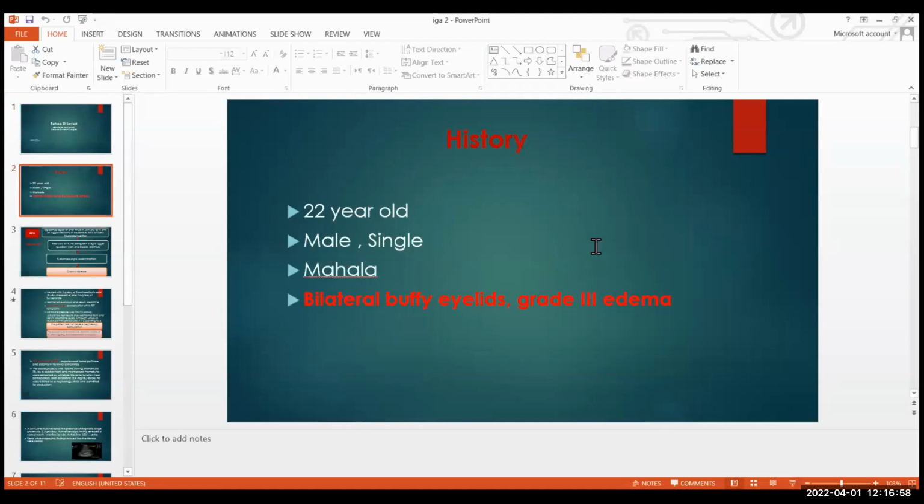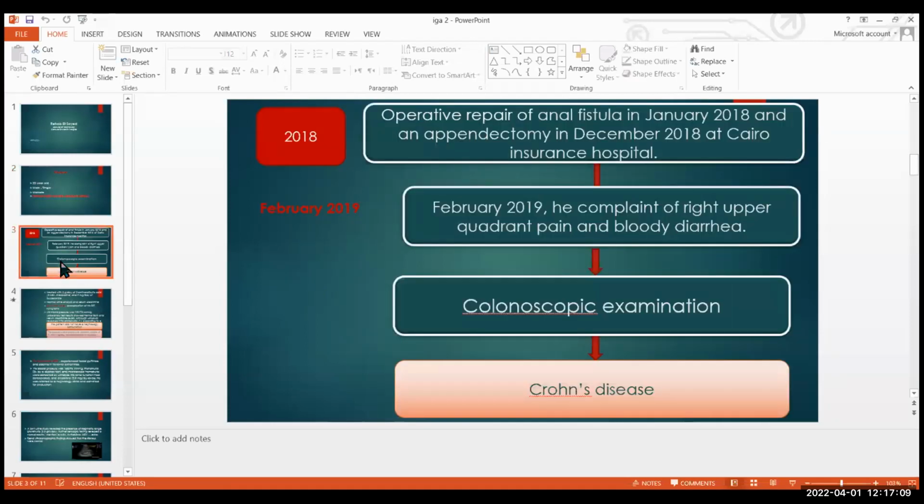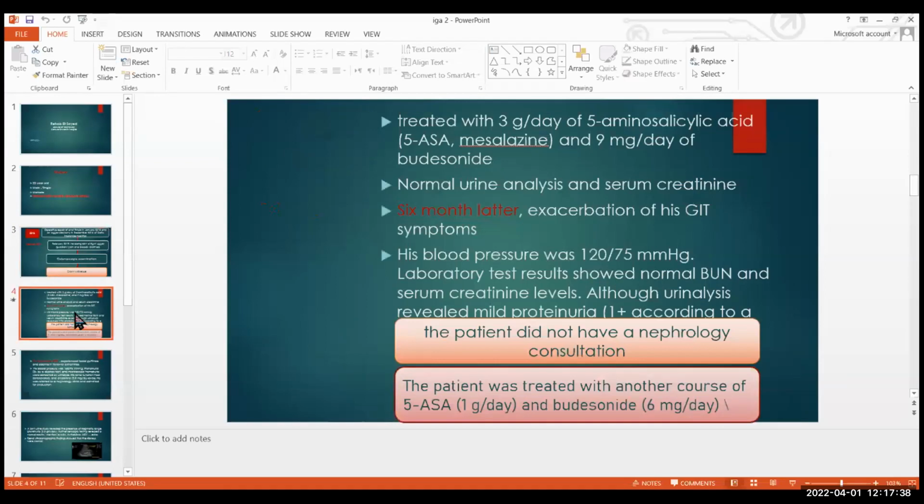20 years old male, single, from Mahalla, presented with bilateral puffy eyes and grade 3 edema. The story started in 2018 with operative repair of anal fistula in January 2018 and an appendectomy later on in December 2018 at Cairo Insurance Hospital. In February 2019, he complained of right upper quadrant pain and bloody diarrhea. Investigation and colonoscopic examination showed Crohn's disease. So the patient was diagnosed with inflammatory bowel disease in the form of Crohn's disease.